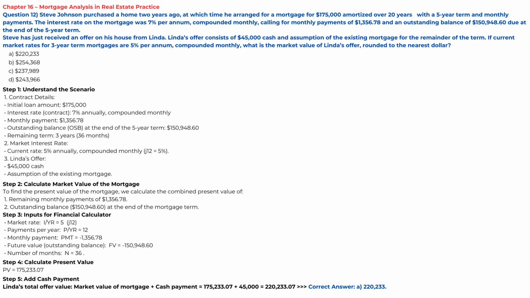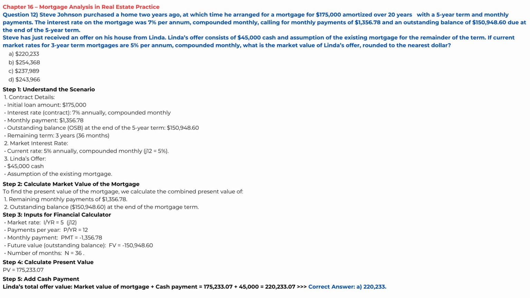Step 2. Calculate market value of the mortgage. To find the present value of the mortgage, we calculate the combined present value of 1. Remaining monthly payments of $1,356.78. 2. Outstanding balance, $150,948.60 at the end of the mortgage term. Step 3. Inputs for financial calculator. Market rate I/YR equals 5 J12. Payments per year, P/YR equals 12. Monthly payment, PMT equals minus 1,356.78. Future value, outstanding balance, FV equals minus 150,948.60. Number of months, N equals 36.